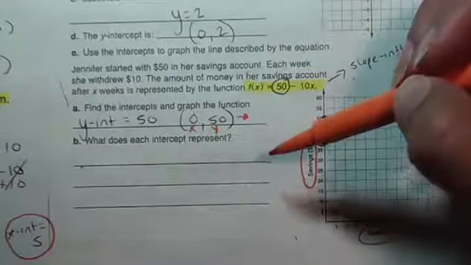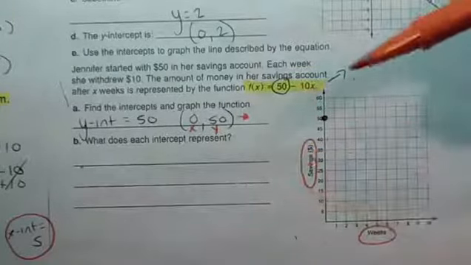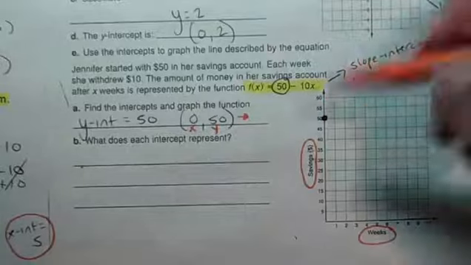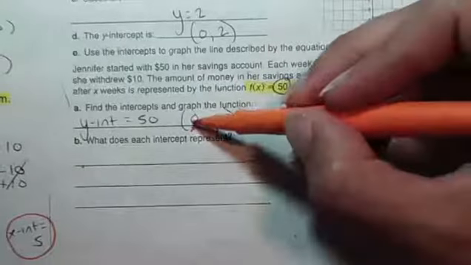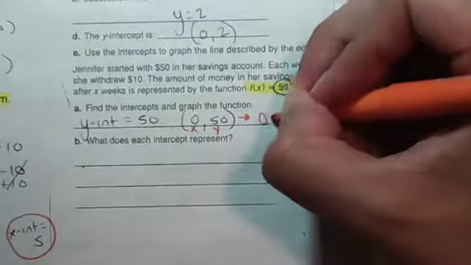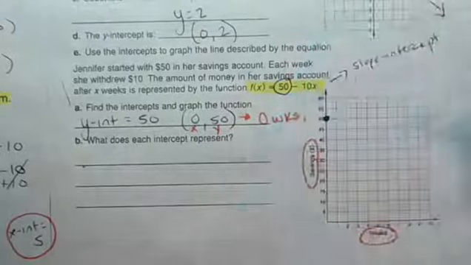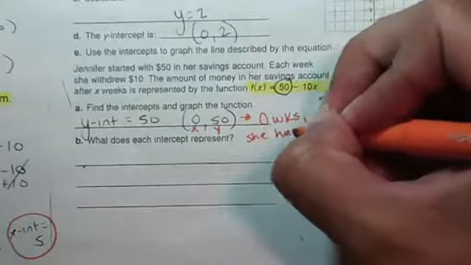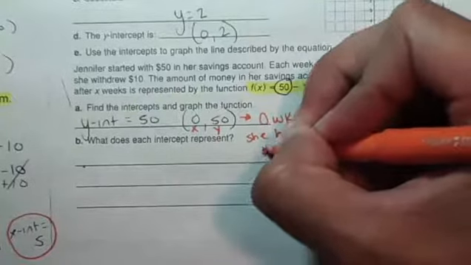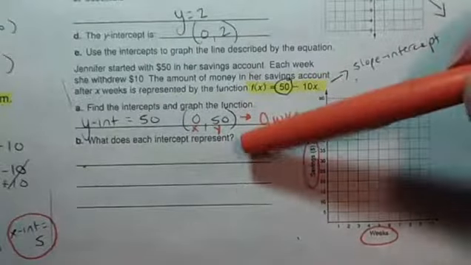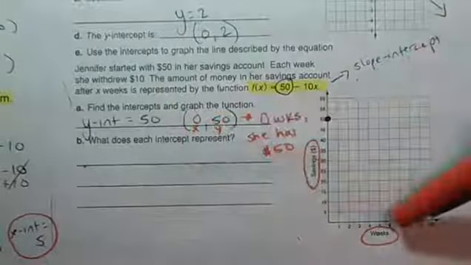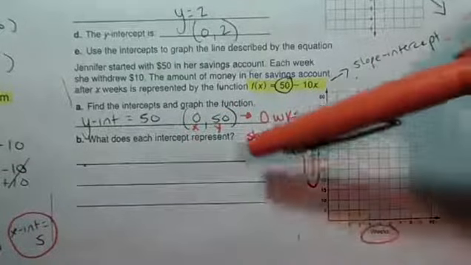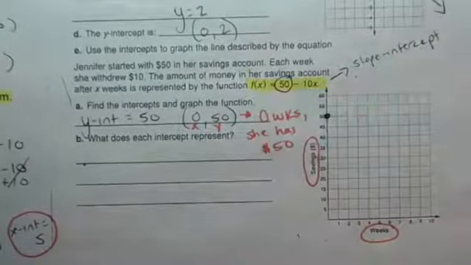Okay, one thing you could have said is she started off with $50 in her savings account. Now this point means at 0 weeks, because that's where she started, she has $50. Okay, that's what this point represents. At 0 weeks, which represents our x value, she has $50 in her savings account.